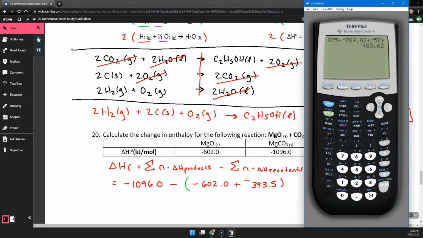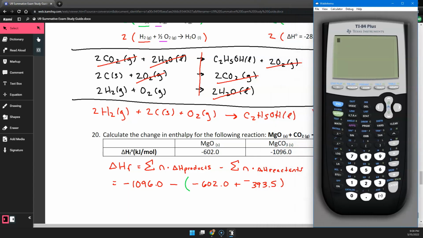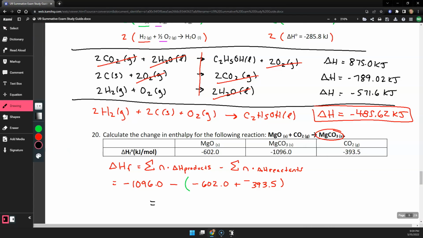This is going to be a little tricky to enter on our calculator, so I'd like to show you how it works. So again, don't confuse the negative and the subtraction buttons. If you're not so great with negatives, just do plus and minus, or plus and negative. So negative 1096 minus parentheses. The parentheses are super important. The negative should distribute to both terms. Negative 602 plus a negative 393.5. Okay, so our answer was 100.5 kilojoules.